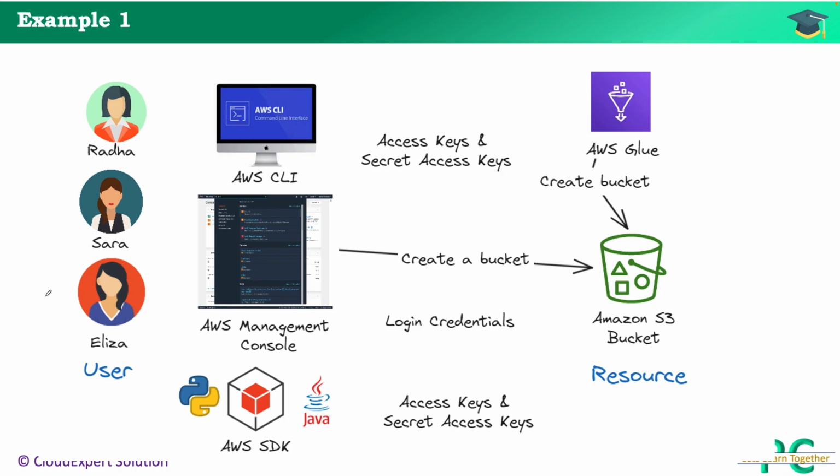S3 is our resource that the user is trying to access. Since Eliza, Sara, Radha all are working for the same purpose, they are a group. And this is how a group works in IAM also. It's a container for users.